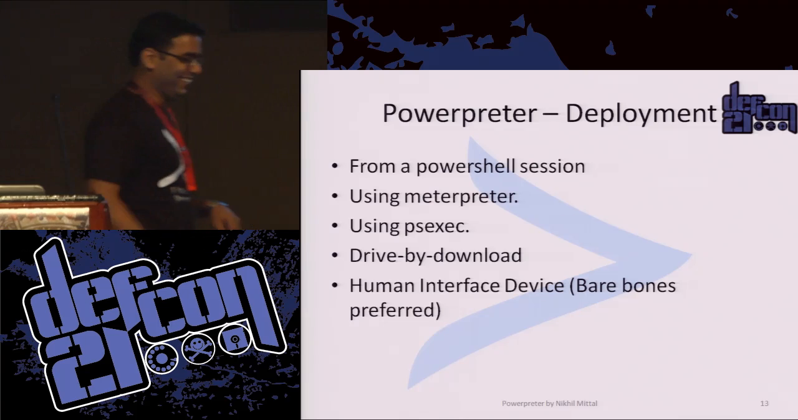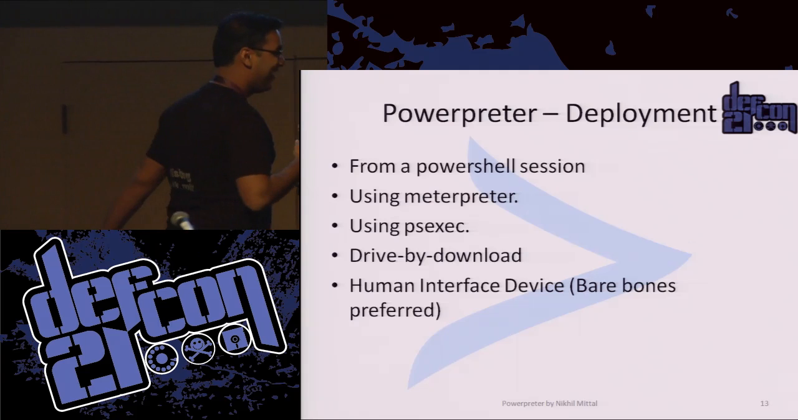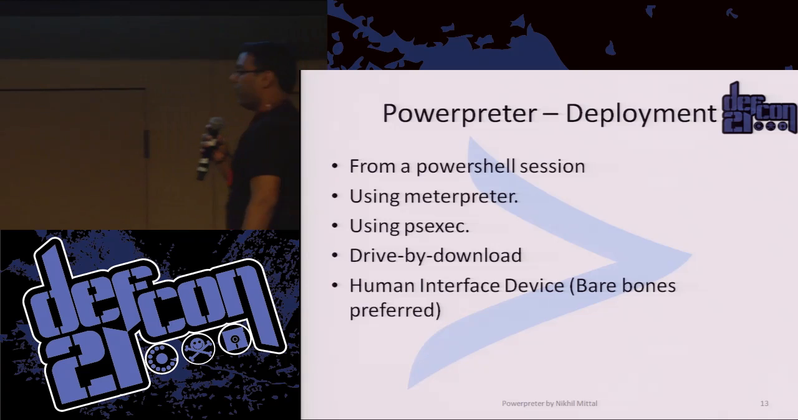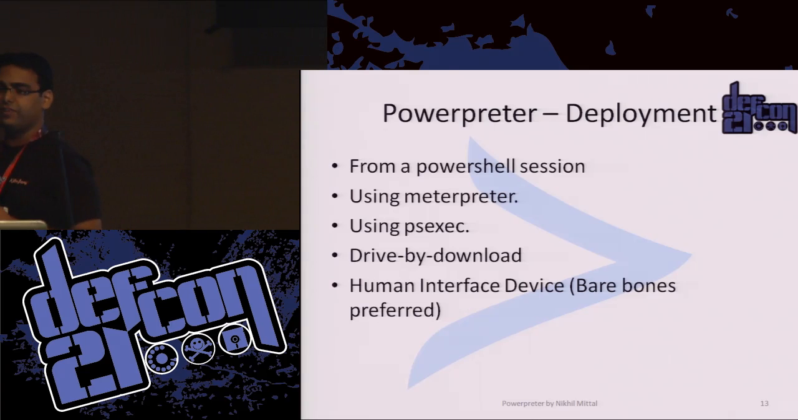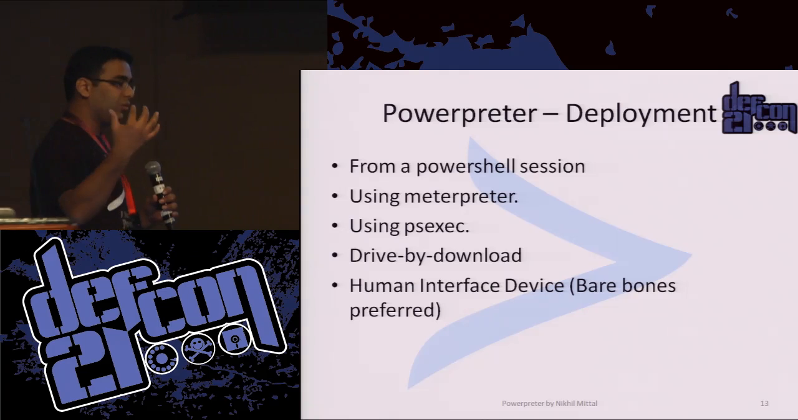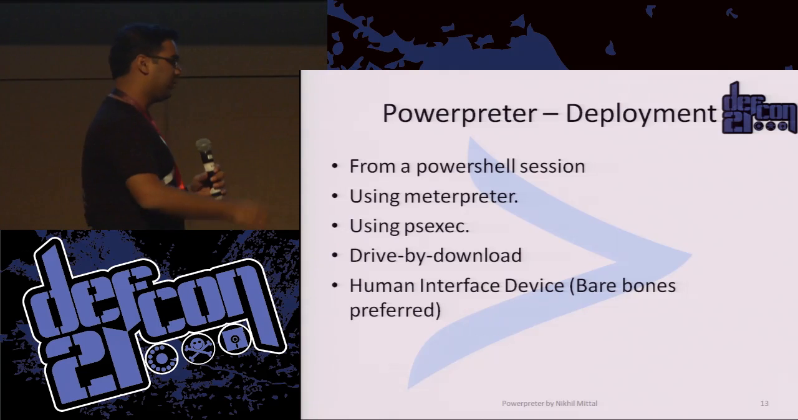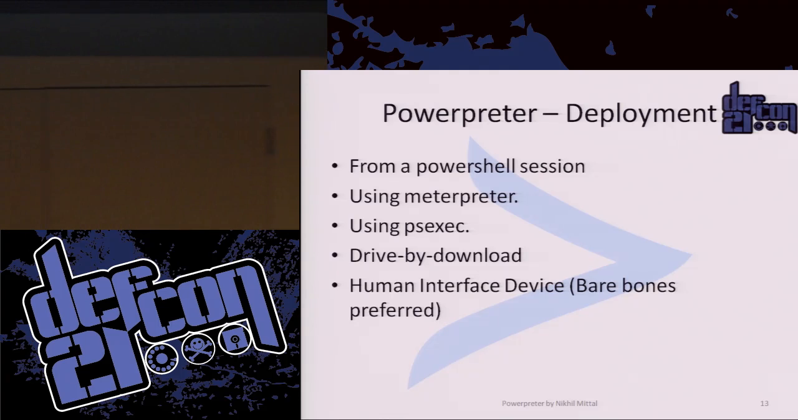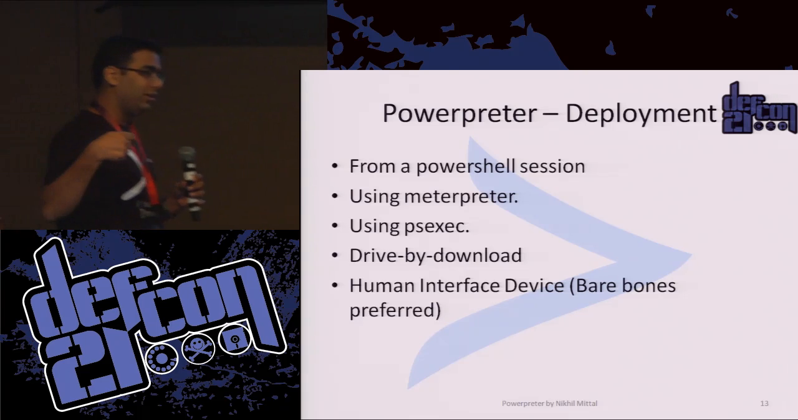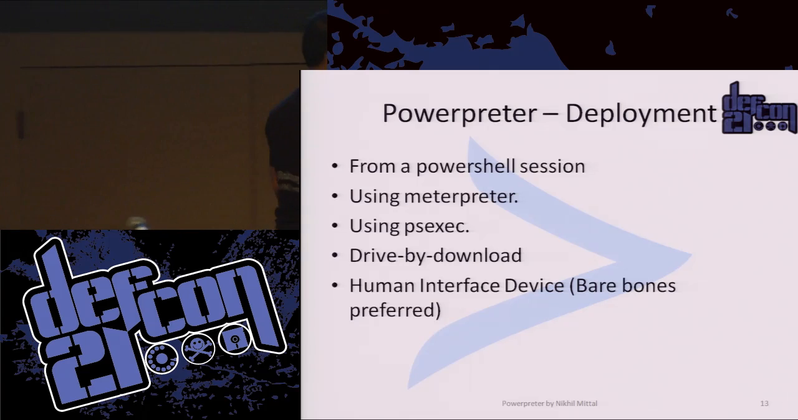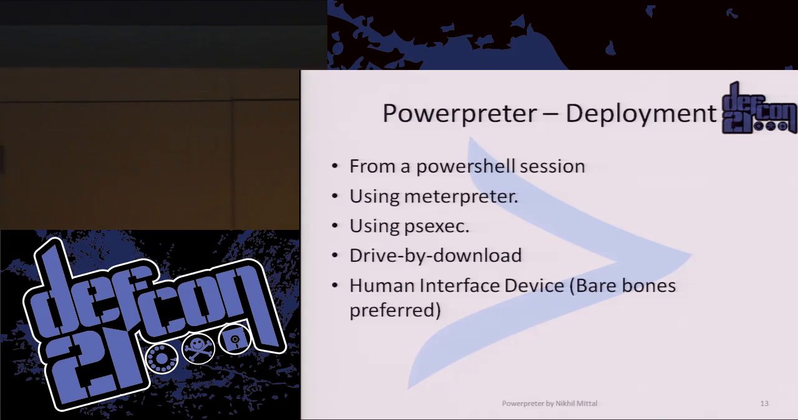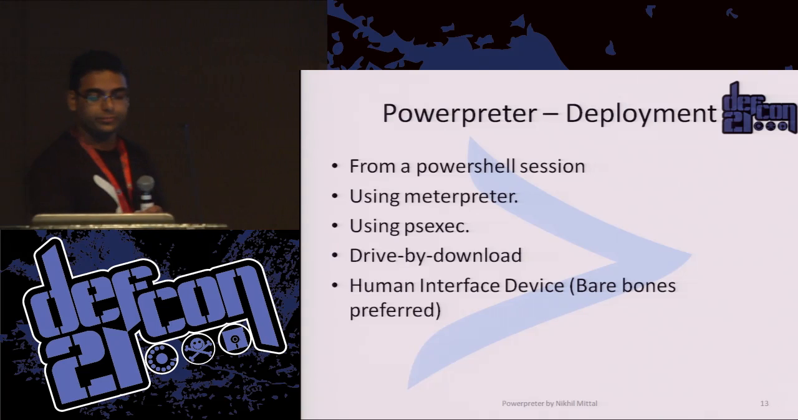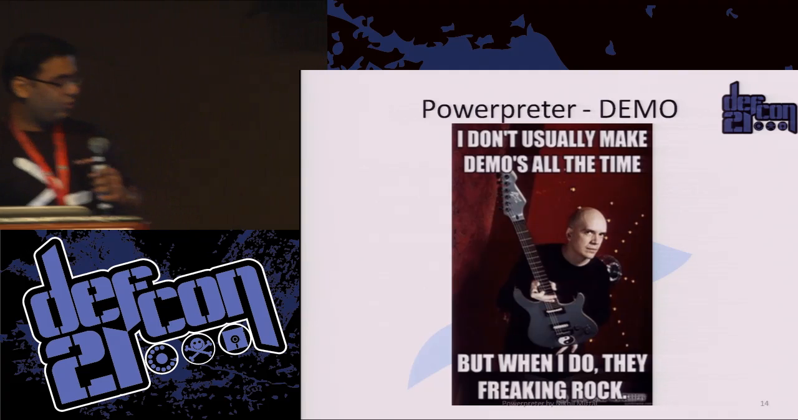Okay, so PowerPreter could be deployed using drive-by downloads. We'll use an HTML application which will execute VB code, which in turn would download PowerPreter from a server and execute it. And we can also use a human interface device because I love to insert HID things into everything. So select a couple of functionalities and run it from your HID device. So let's get down with demos.